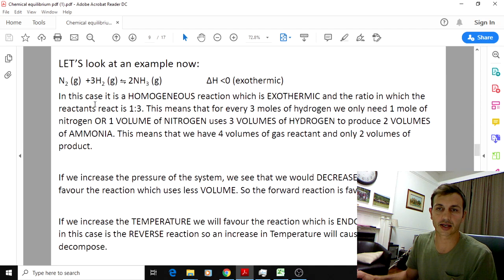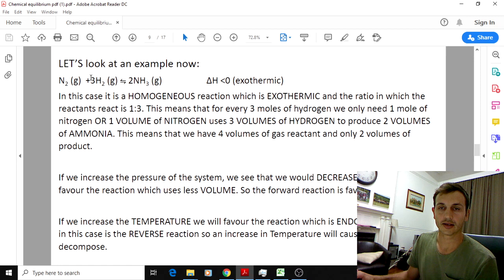Another example, okay, I've already actually explained this example with regards to temperature. This is the nitrogen and hydrogen example that I looked at. That's on the previous slide as well, earlier slide.